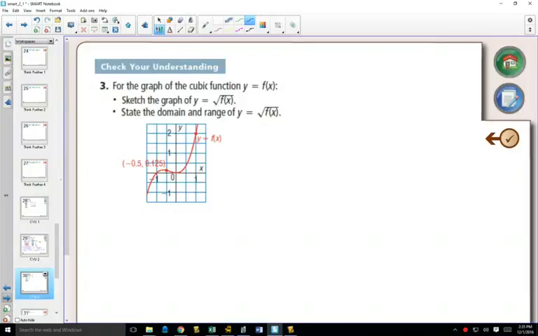So example 3 is exactly the same idea as examples 1 and 2, but instead of starting with a line or a parabola, we're starting with a cubic graph. So how do we start? Same way as we started before. We look for points that are equal to 0 and 1.